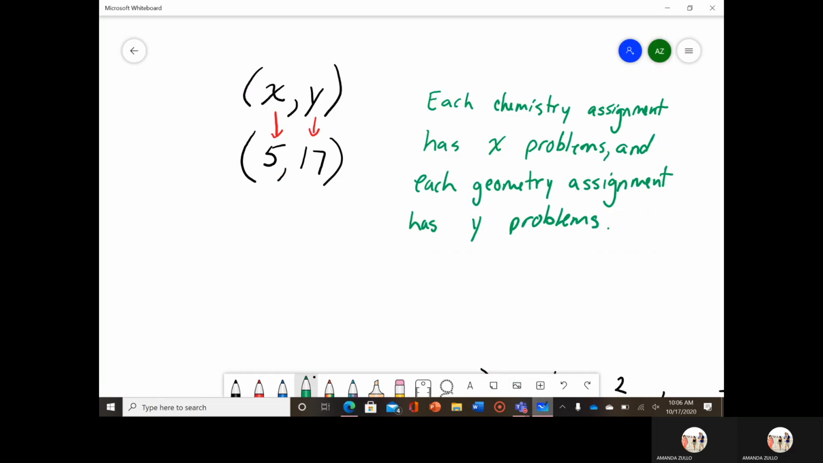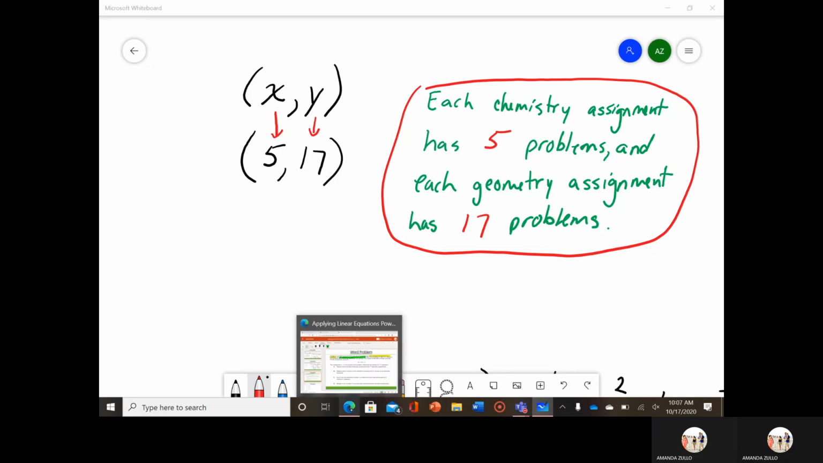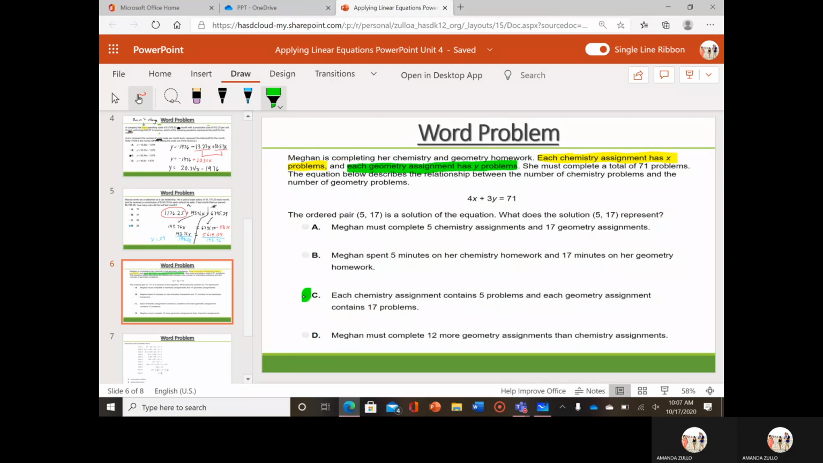Okay, so over here, if you take this, now you know that x is 5 and y is 17. So instead of writing an x, you can write a 5. And instead of writing a y, you write a 17. So you're just looking for this sentence in your choices. All you had to do is figure out what x and y meant and the values. So this sentence completely matches this sentence. C.